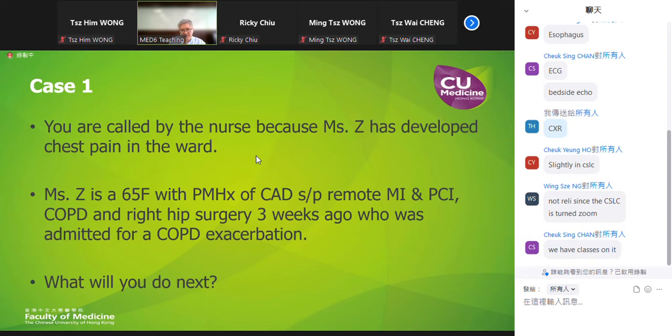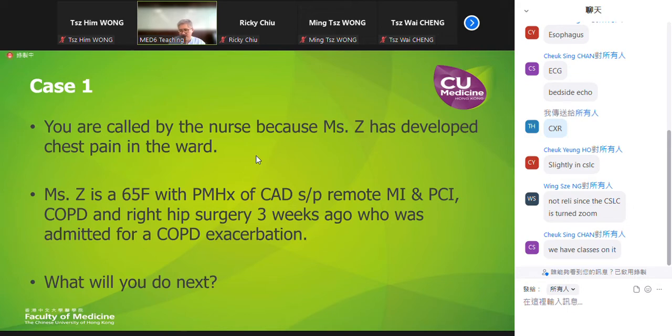You arrive and you look at the notes. Ms. Z is 65, female, with a past history of coronary disease, and had a PCI and MI some years ago, and has COPD. She had right hip surgery 3 weeks ago, and is now admitted for exacerbation of COPD. What are you going to do next? What are you thinking? At least given that background.